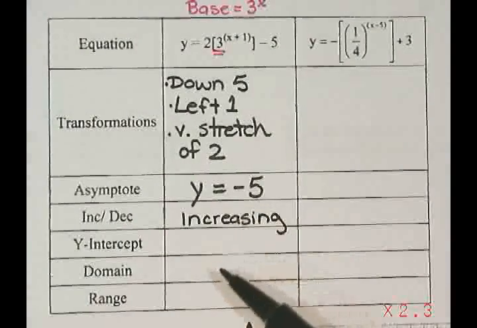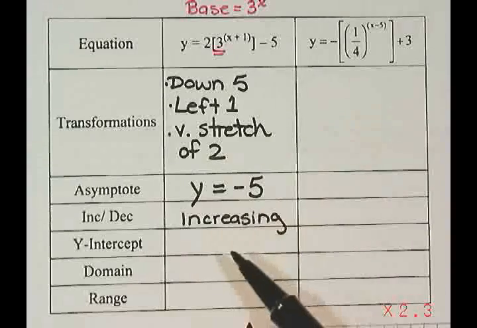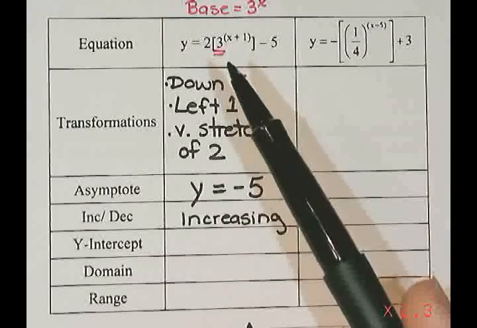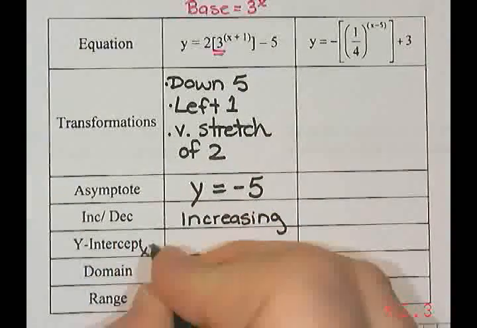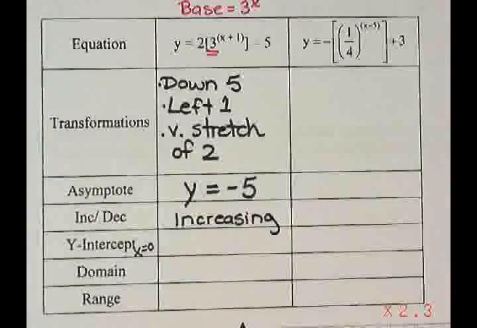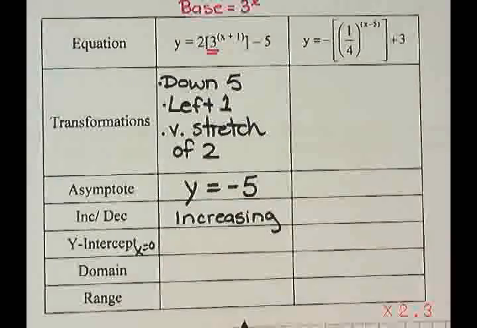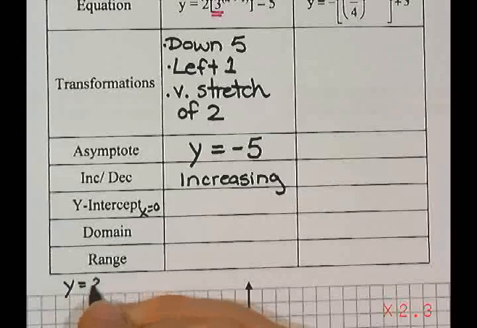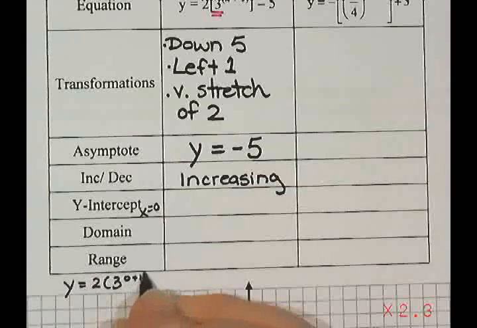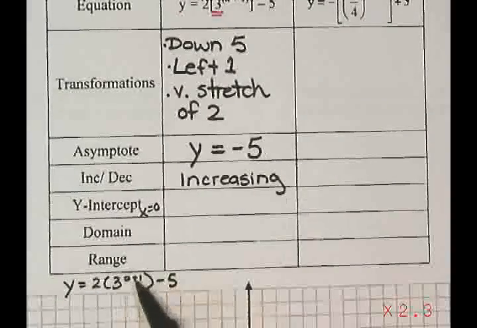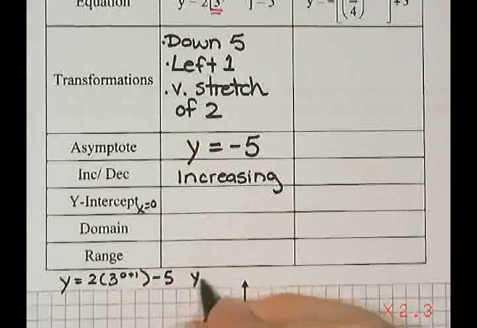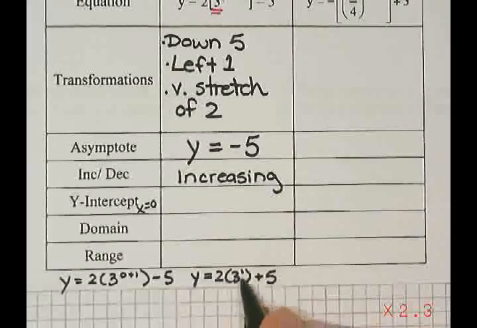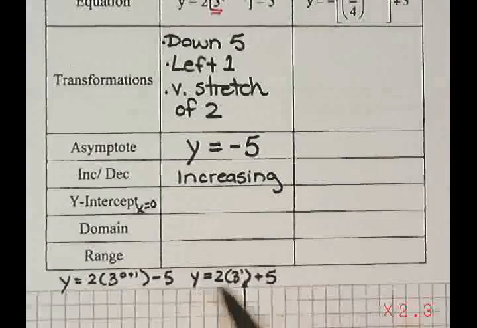All right, y-intercept. We can do our graph and see if we can figure out the y-intercept from there, or there is a way to calculate it. To find the y-intercept, you just sub in x equals 0 into your equation. So I would do 2 times 3 to the 0 plus 1 minus 5, and maybe I might do that just down here. So y equals 2 times 3 to the 0 plus 1 minus 5. 0 plus 1 is 1. So 2 times 3 to the 1 minus 5. Now 3 to the power of 1 is 3, and 2 times 3 is 6.